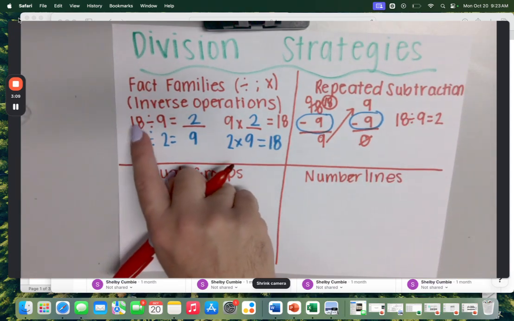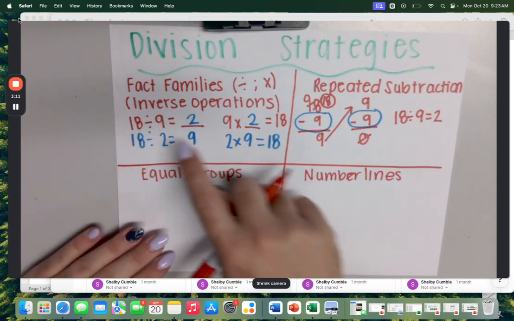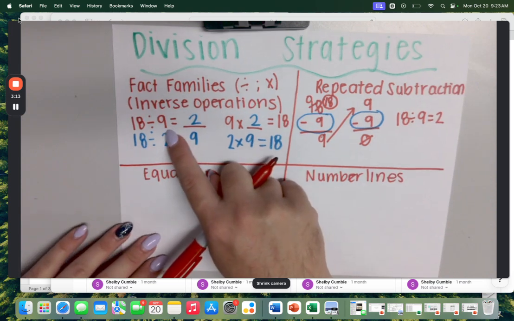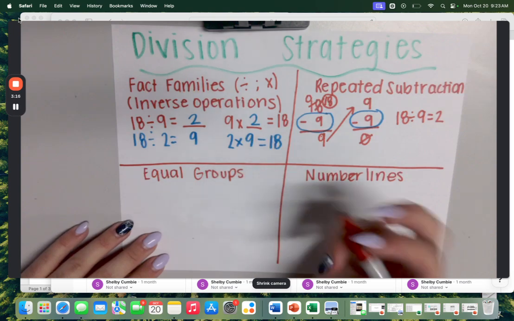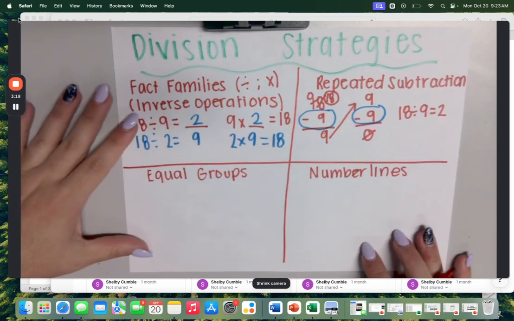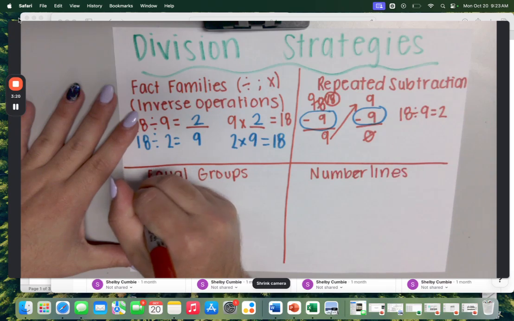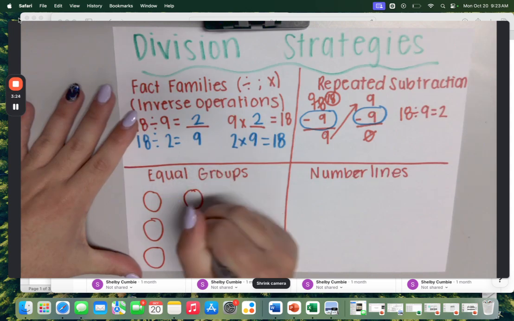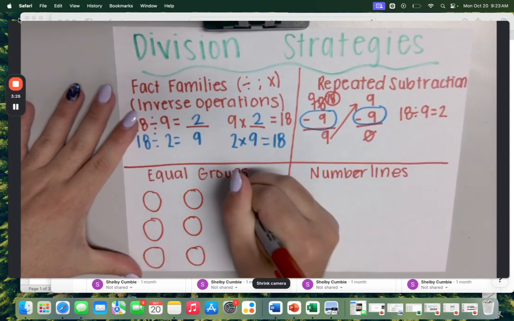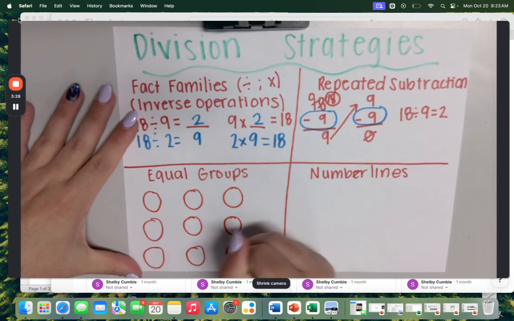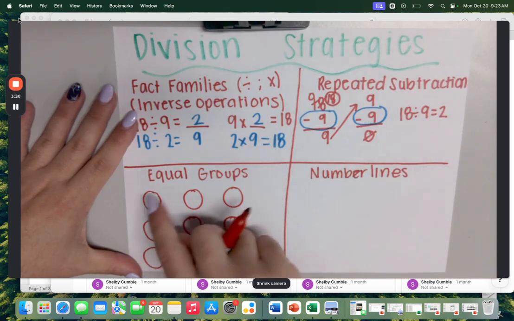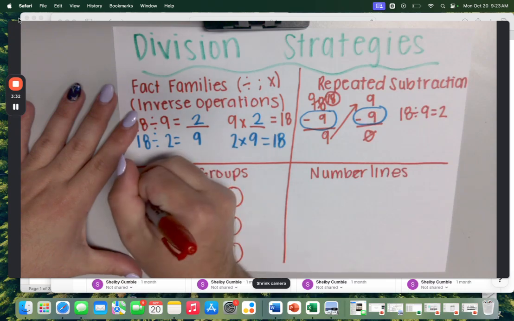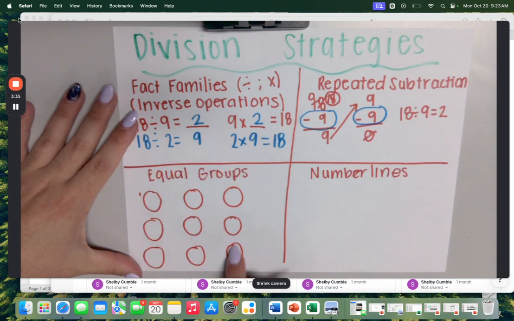Equal groups, I have 18 of something, and I'm going to split them into 9 groups, and I'm looking for how many is going to be in each group. So you're going to set up your 9 groups. And you have 18, so you're going to start in the first one, and you're going to make a mark in each one until you get to the end. And then you start over.